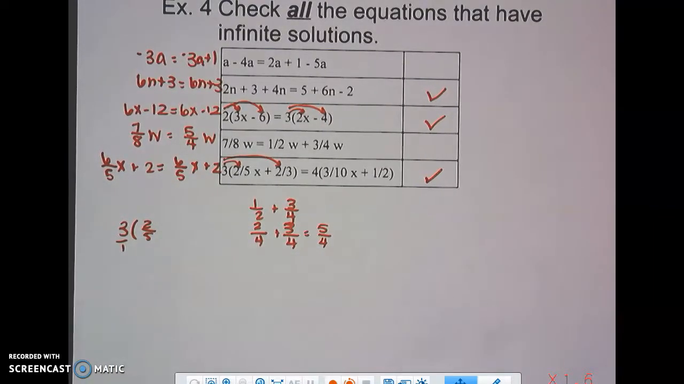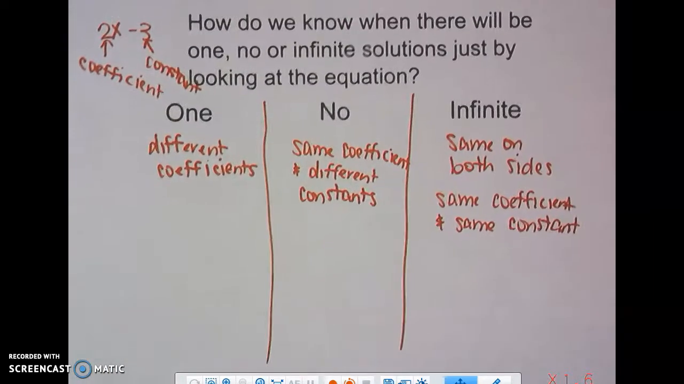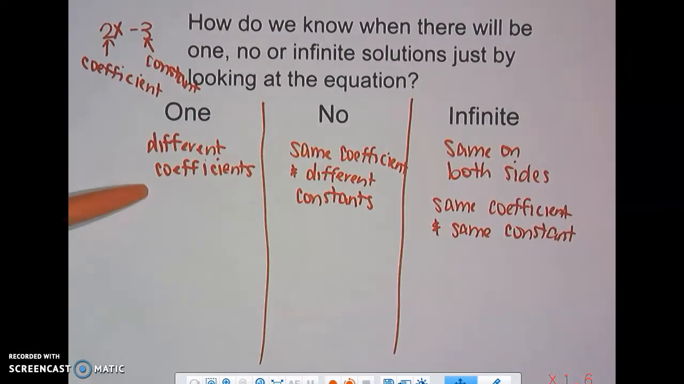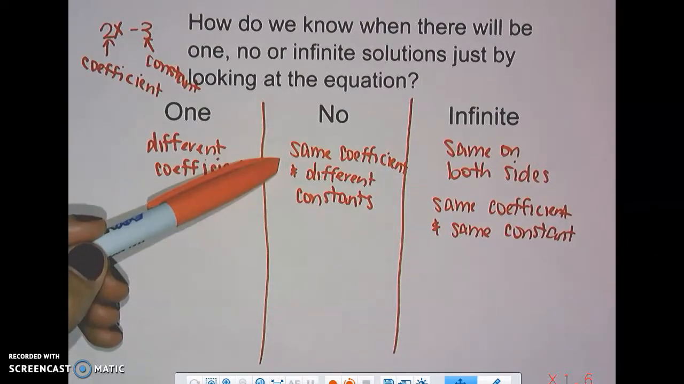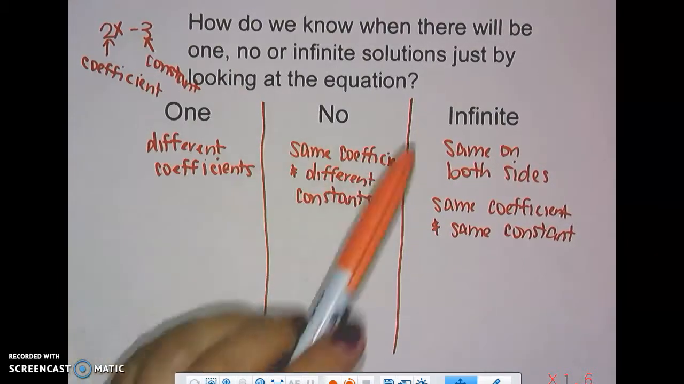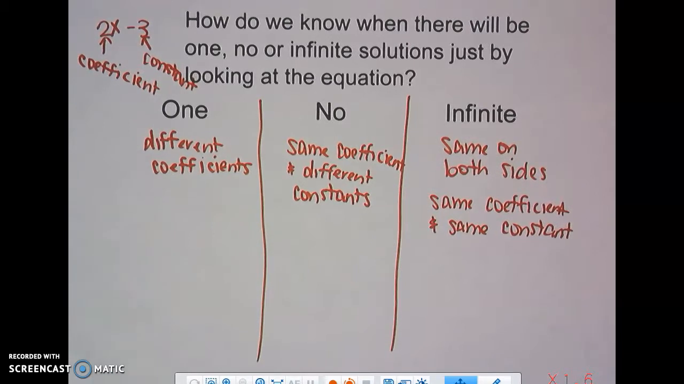So just to recap, you need to make sure you know the different types of solutions. One solution is if they have different coefficients. We don't care about the constants. No solution is where you have the same coefficient, different constants, and infinite is where it is the same on both sides. So same coefficient and same constant.